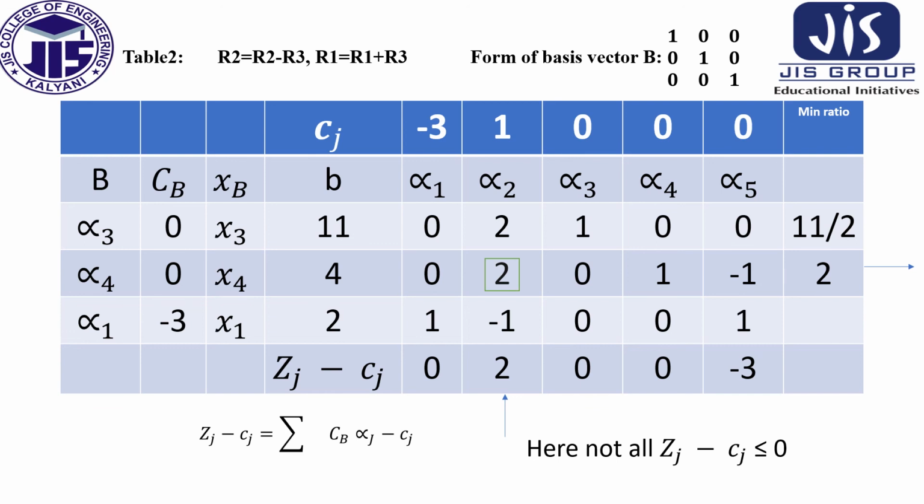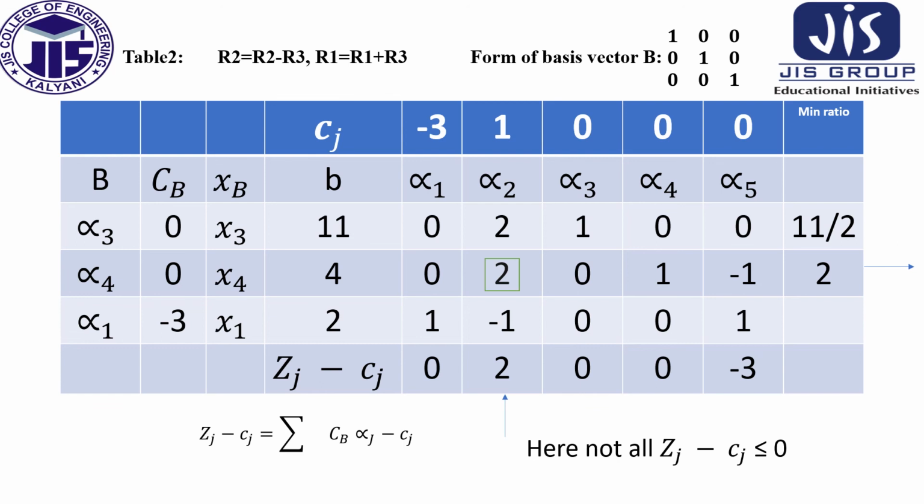We calculate the min ratio, and after calculating the min ratio we see the values are 11 by 2 and 4 by 2. And the third value is negative, 2 by minus 1, so we discard this one. Of 11 by 2 and 2, 2 is the least positive value. So the second row we have selected and the alpha 2 column we have selected. So this is the cross section element 2.